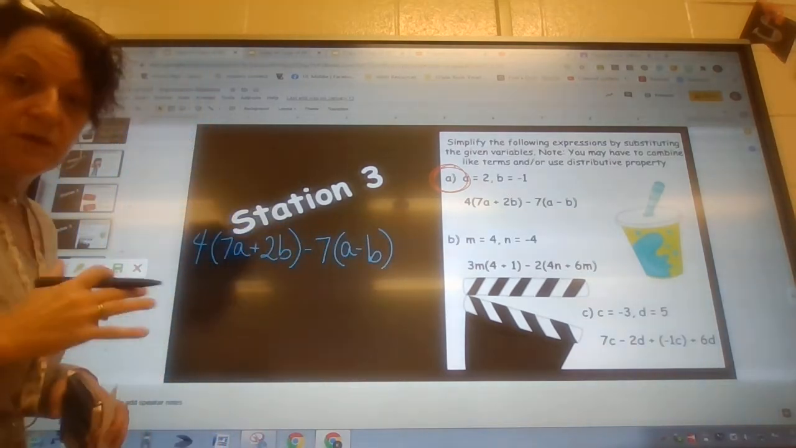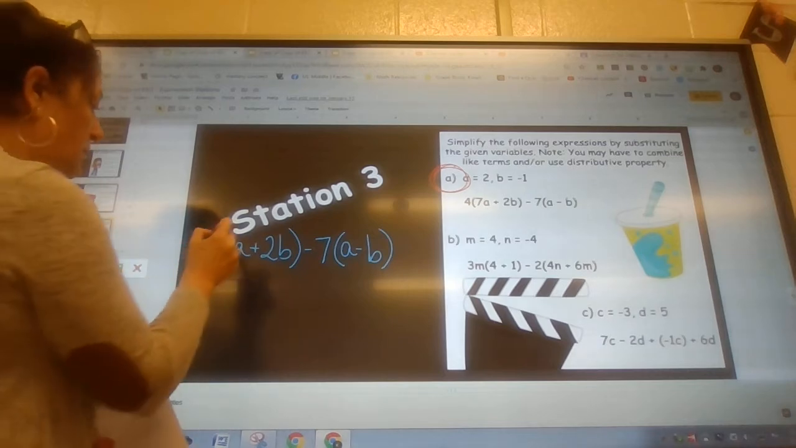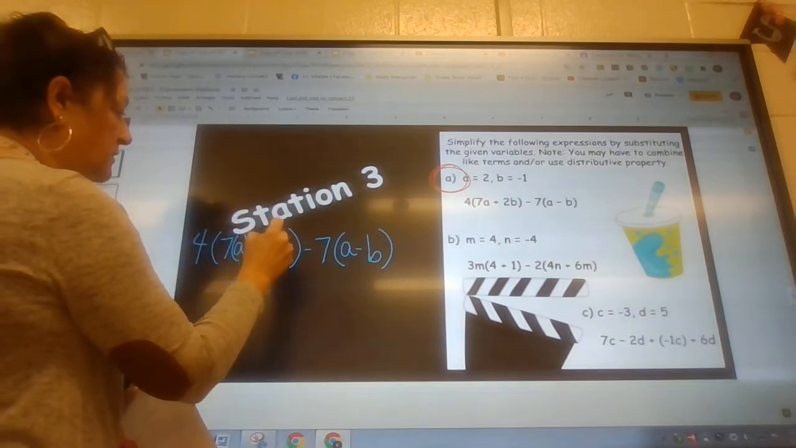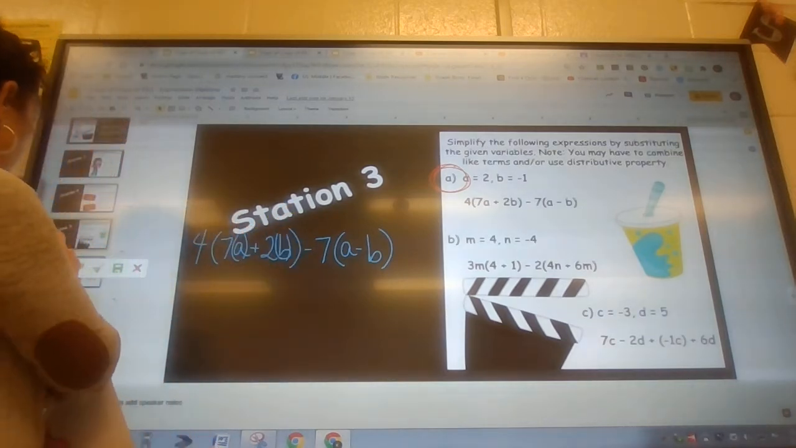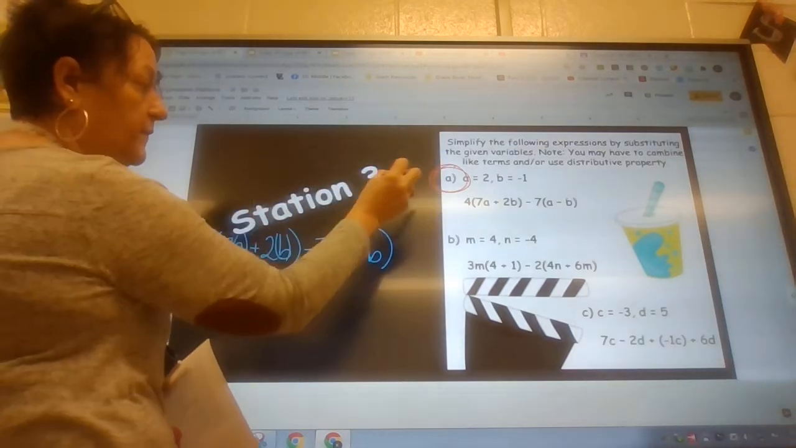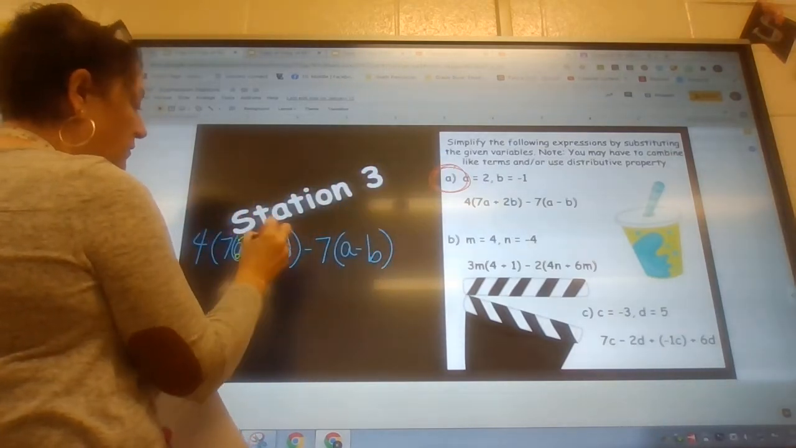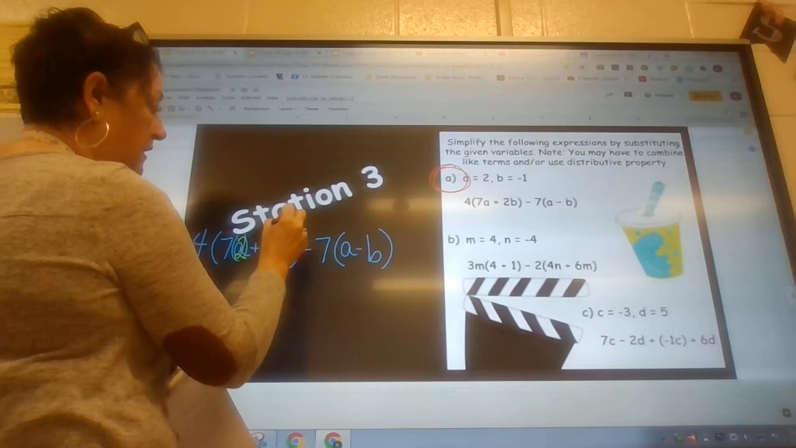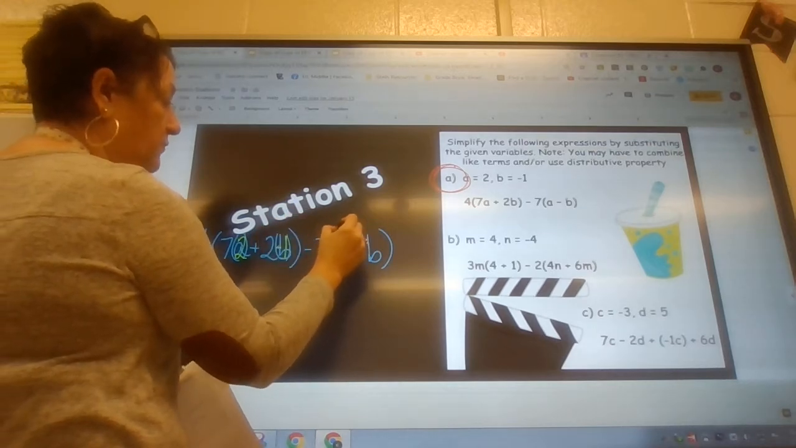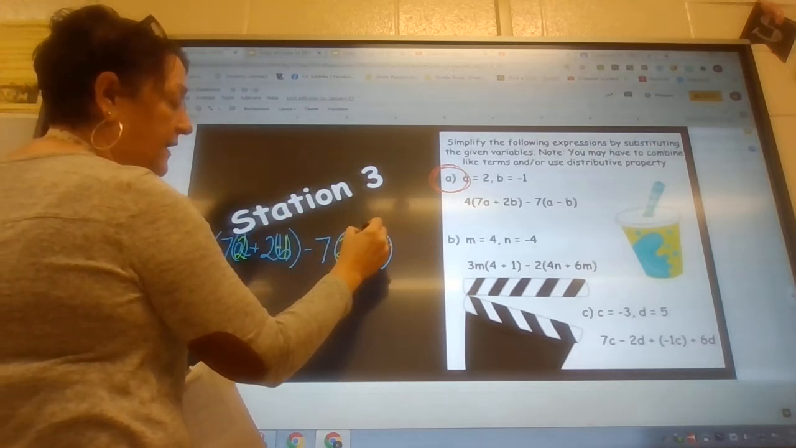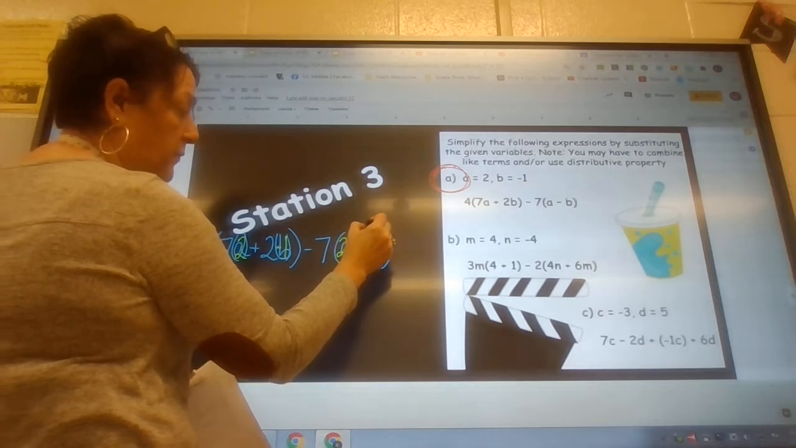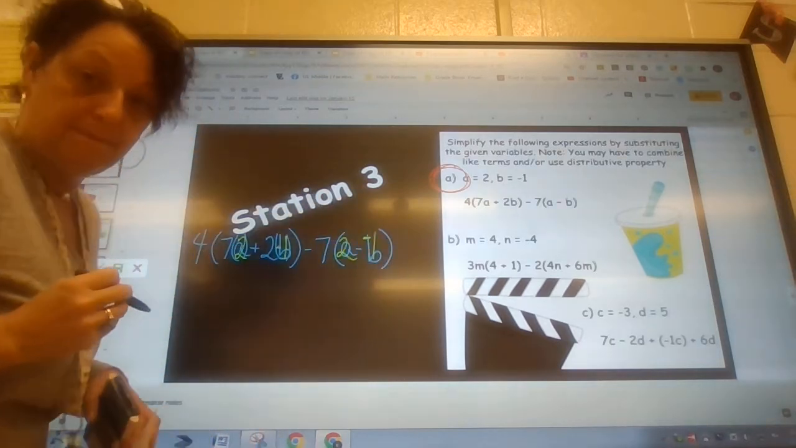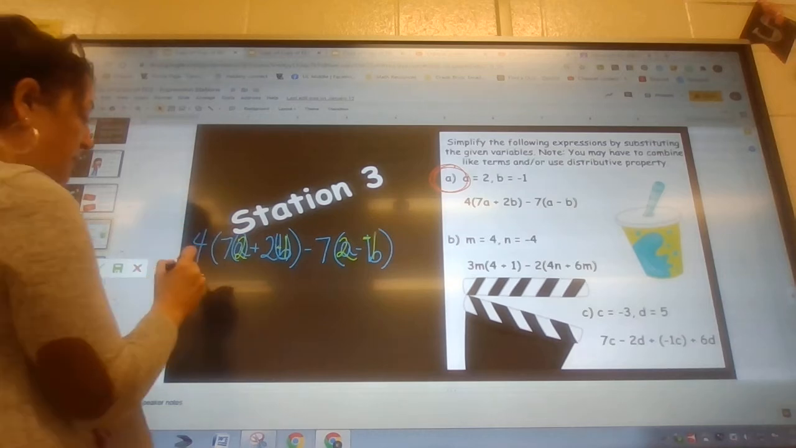This is one of the ones I saw. I know this is multiplication and this is multiplication. I'm going to write my A is 2, so that's a 2. B is negative 1, that's a negative 1. A is 2, that's a 2. B is negative 1, that's a minus. We're putting a negative 1 right there. Okay, so let's rewrite that.